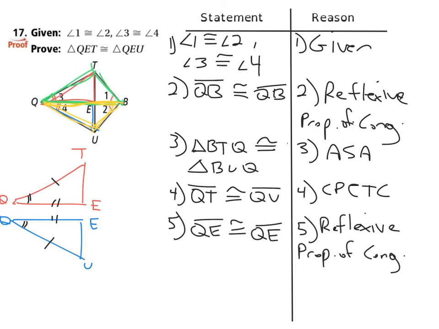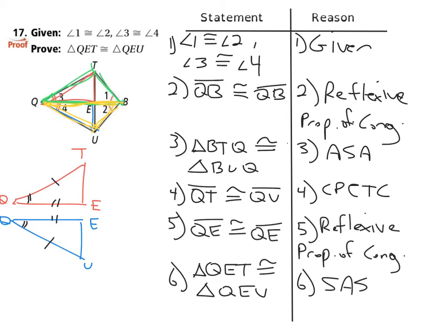Once we've done that, now let's look at what we've got on these triangles. We've got a side, included angle, and another side. Side, included angle, and another side. So now we're at the point where we can actually state what we were trying to prove, that triangle QET is congruent to triangle QEU. How did we prove that, rather? We proved it with side angle side congruence. Seems like a lot of steps, but really pretty reasonable in terms of knowing what we can do.